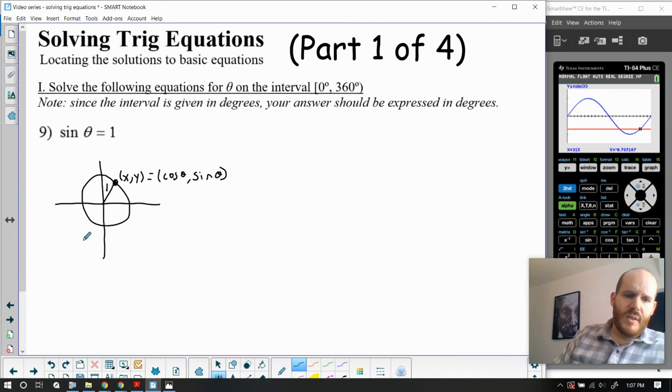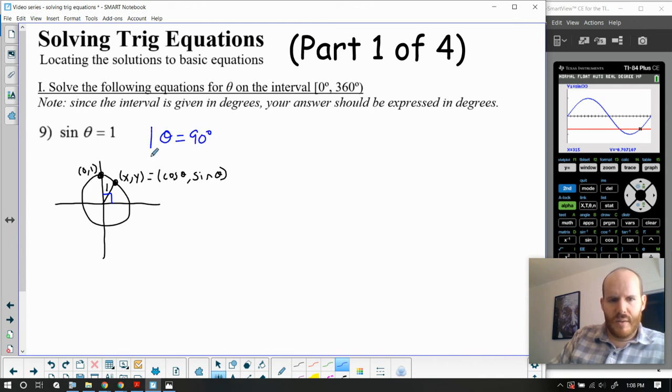Okay, so on this unit circle, I'm looking for a location where the sine value is 1. The only place that's going to happen is right here. This would be the coordinate (0, 1), so it's positive 1 in the y direction. That occurs at 90 degrees. So in this instance, there's actually only one solution. Theta has to equal 90 degrees. That's the only value for which the sine function is going to be 1.